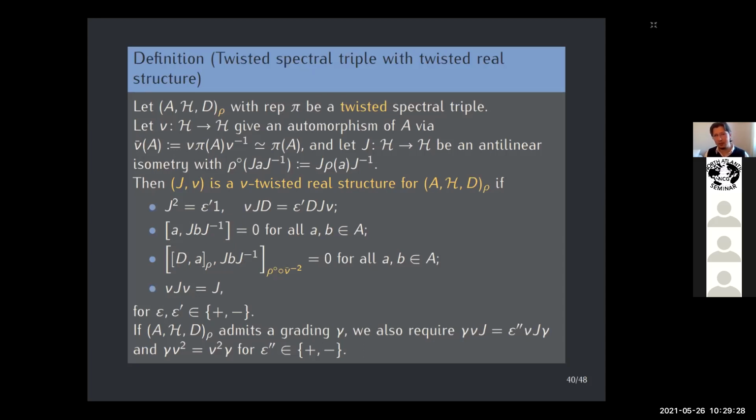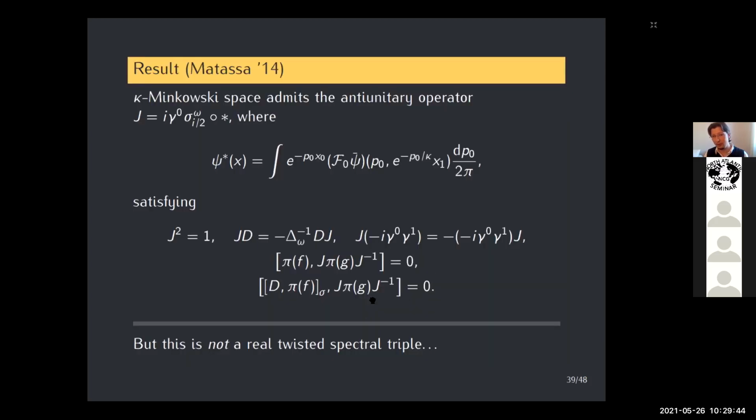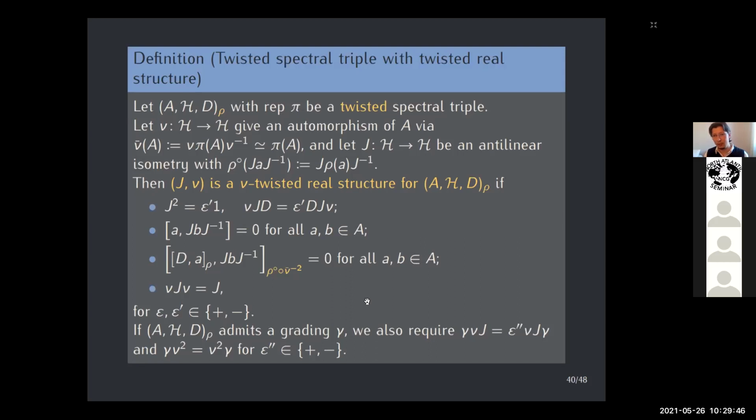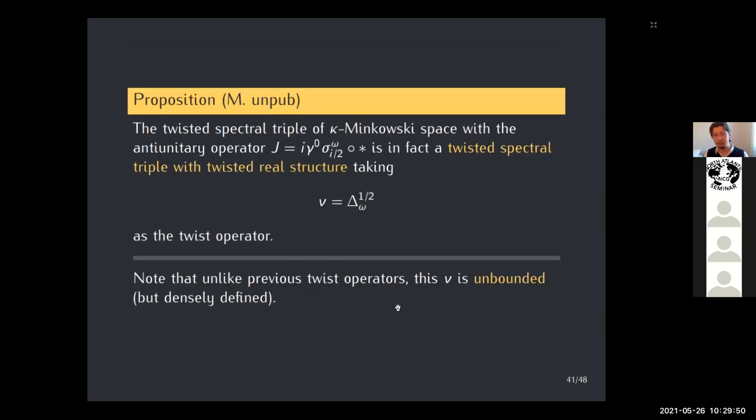But of course, we can always set one of these twists to be the inverse of the other. And if that happens, what you'll get is not a doubly twisted first order condition, but a kind of half twisted first order condition where you have a twist on the inside and no twist on the outside, which looks an awful lot like what's going on here. So it turns out that for this example, this is precisely something you can do. And the twist that makes it all work is just the square root of the modular operator.